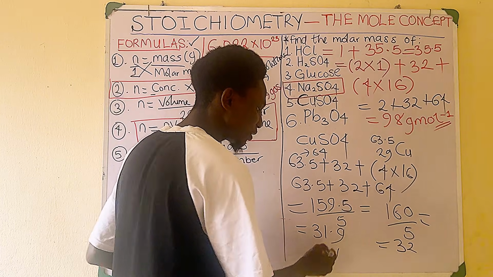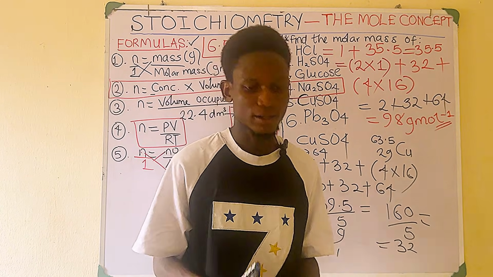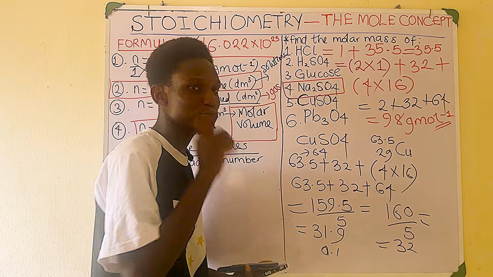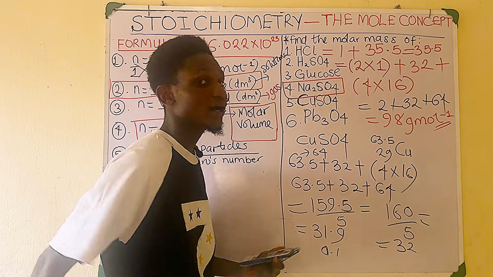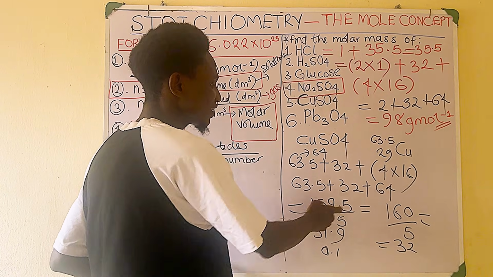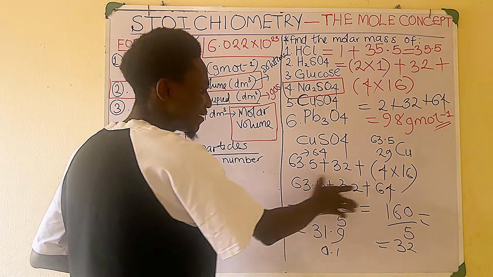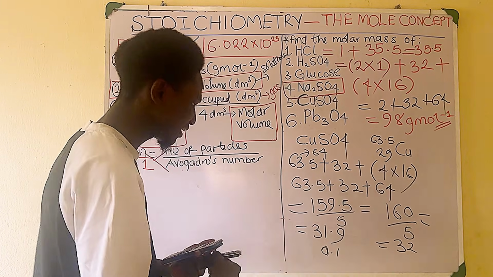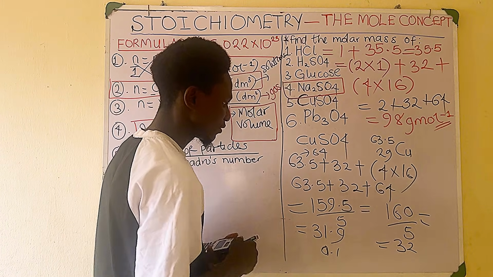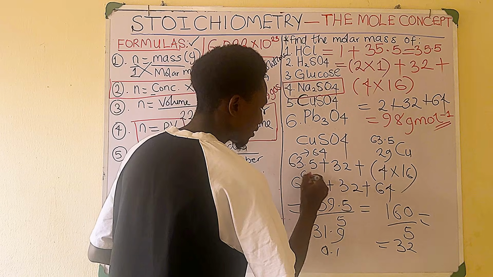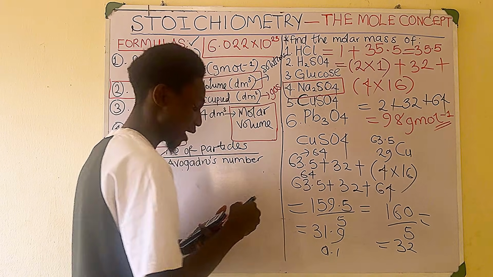You can never see an option that has 31.9 and 32. Never. Because they expect you as a smart student to make this thing 64. You now start stressing yourself and start pressing the calculator. Or if you want to add everything here, you just have an issue. For instance, if I add 64 and 32, I don't have to stress myself.